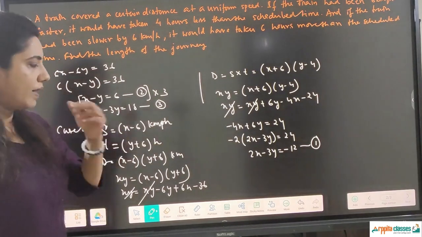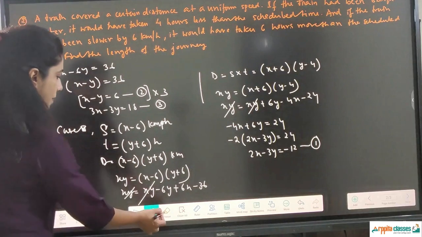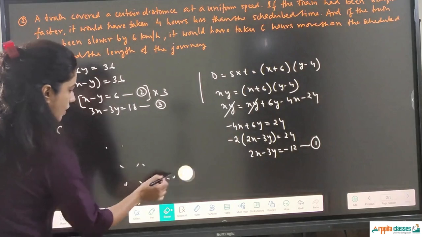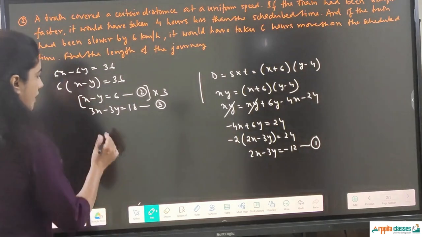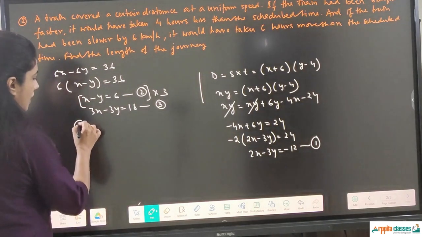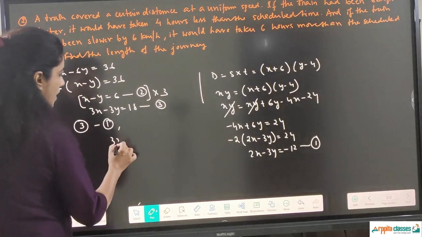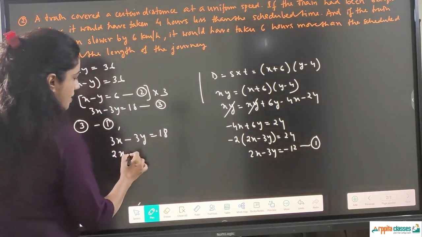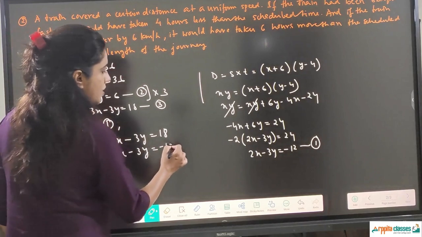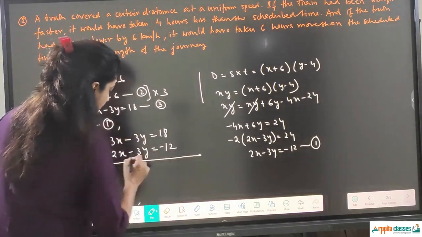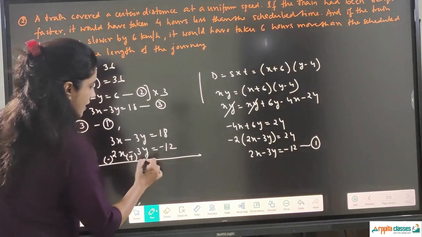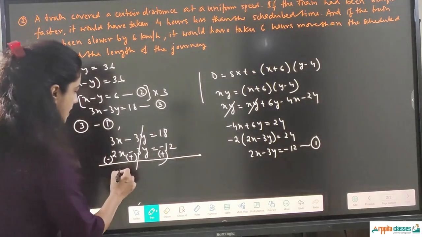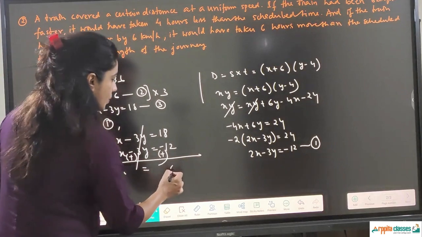Now this is minus 3y, that is plus the minus 3y. So we will subtract both the equations. So 3 minus 1. So 3 is 3x minus 3y is equal to 18, and this is 2x minus 3y is equal to minus 12. Now since we are subtracting, signs are getting changed. Let us change the sign. So this will get cancelled. 3x minus 2x is x, and that is equal to 30.